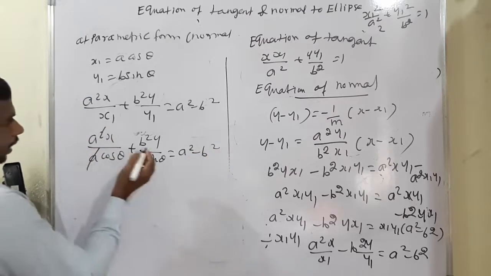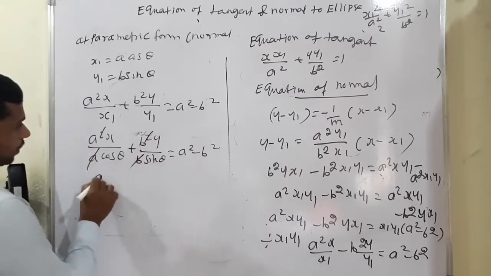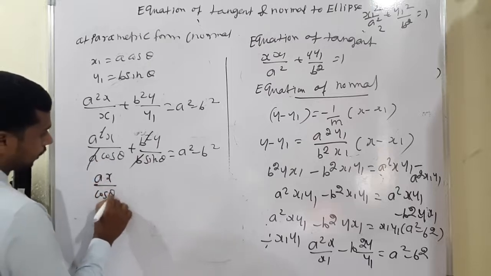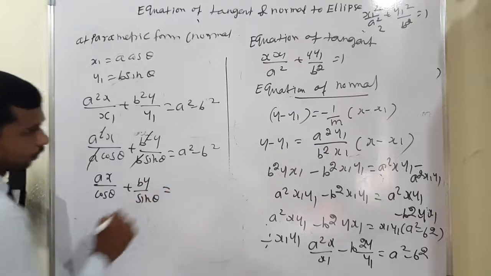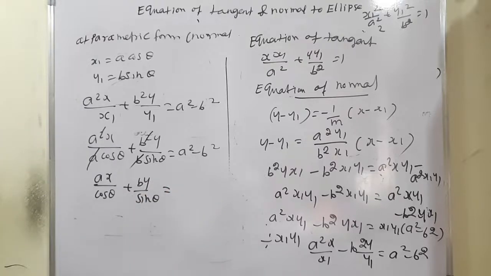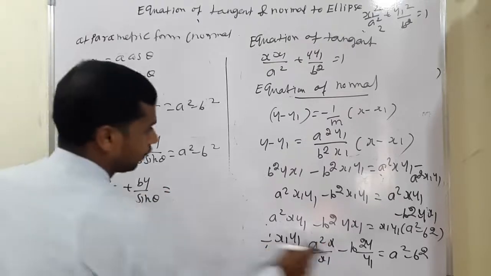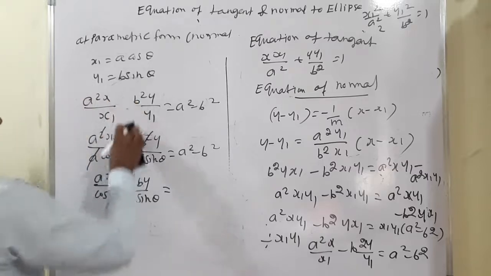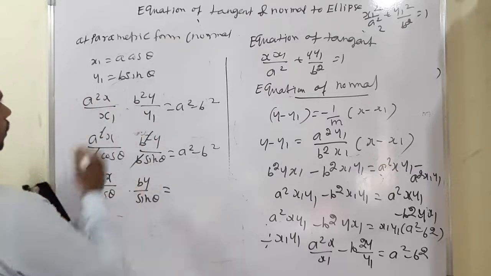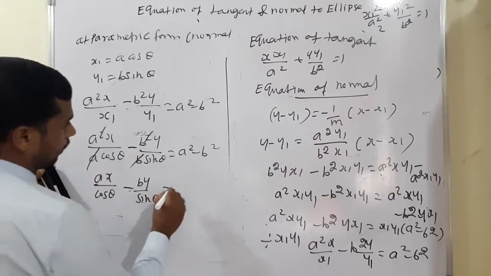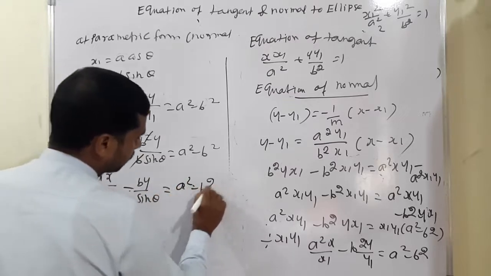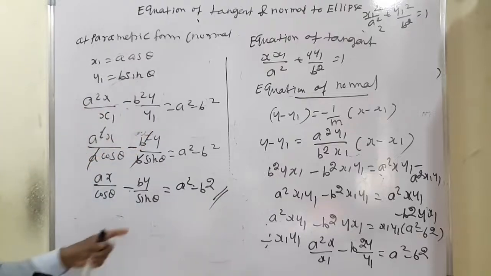Again a square and a cancel, b square and b cancel, means ax by cos theta plus by by sin theta is equal to, sorry, here minus. There is minus. So ax by cos theta minus by by sin theta is equal to a square minus b square. This is at parametric form in normal.